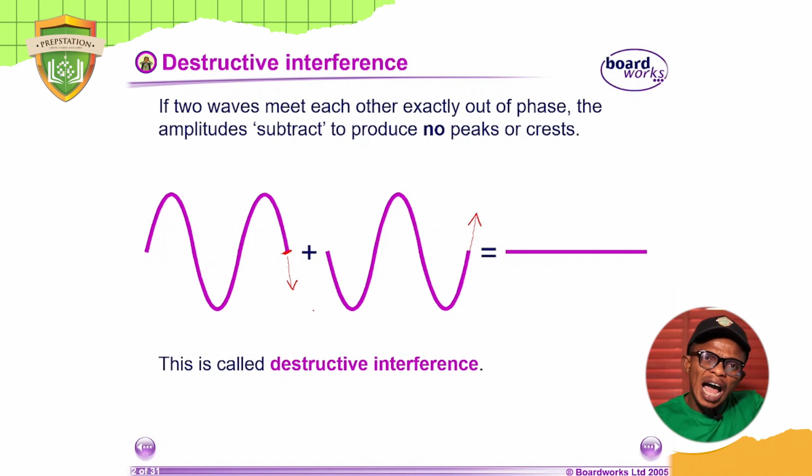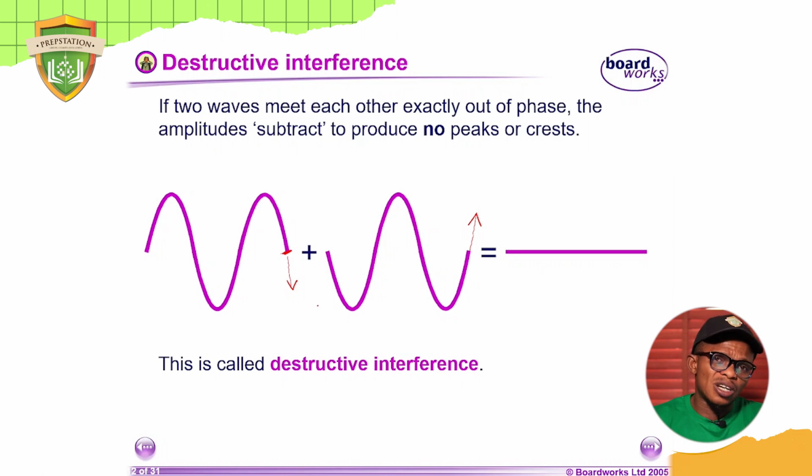So this is what is called out of phase. When the other one is going up, this one is going down. And when the other one is going down, this one is going up. So when waves travel in this manner, they will form what is called destructive interference.